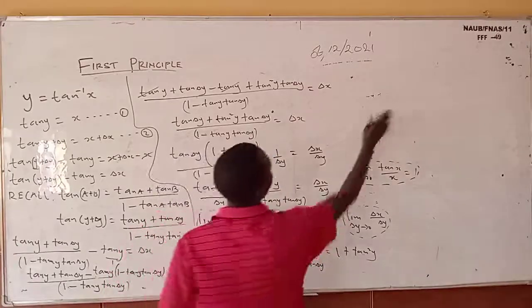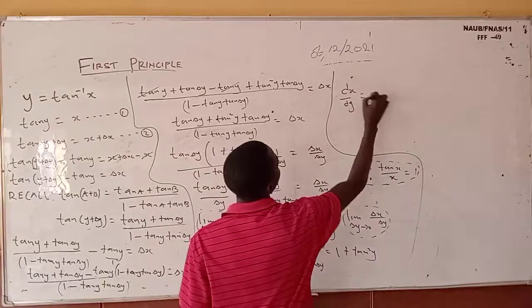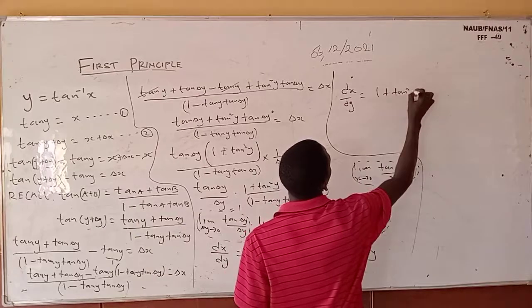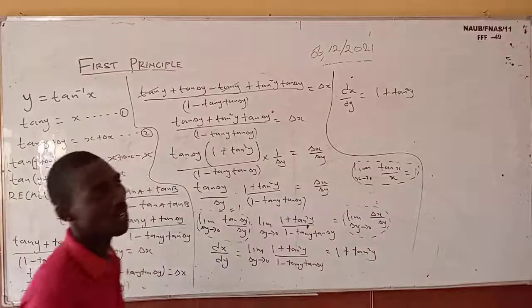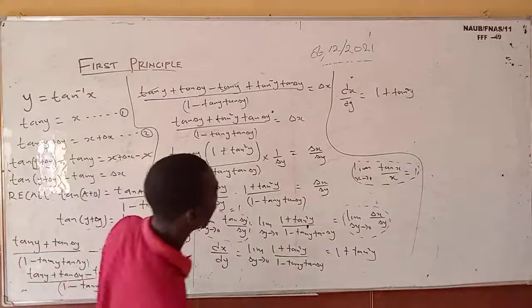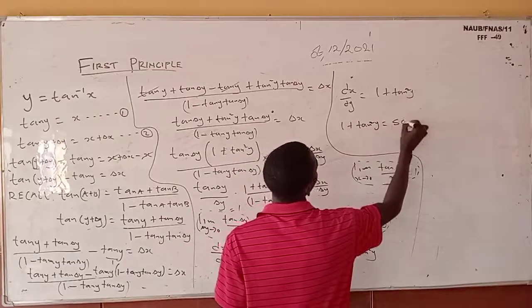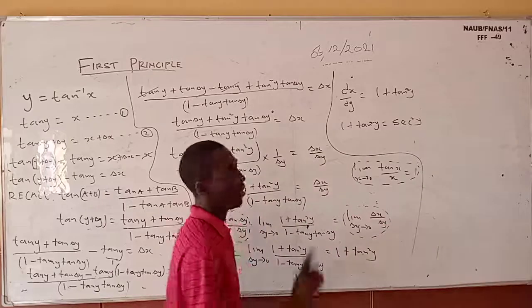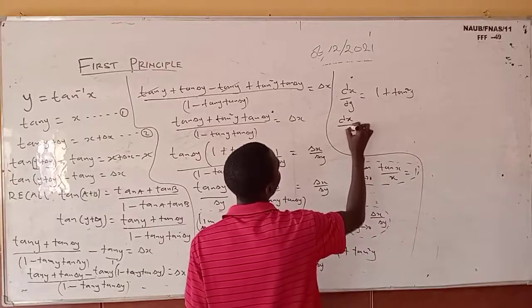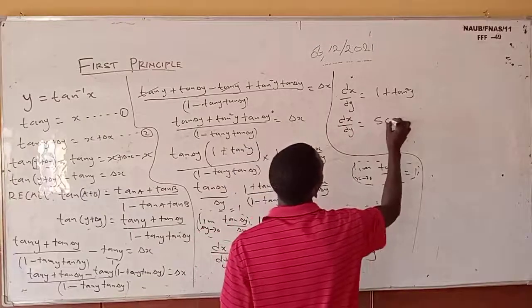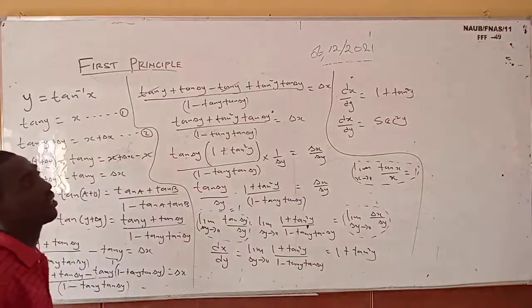So it means that ds over dy is equal to 1 plus tan square y. Do you get this? But from our trigonometry identity, you will know that 1 plus tan square y is equal to sec square y. I hope you still remember this. I proved this also, so check it. So it means that ds over dy is equal to sec square y. I hope you get this.